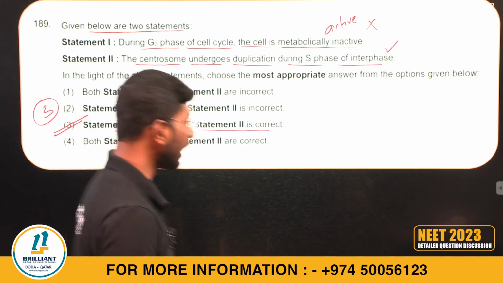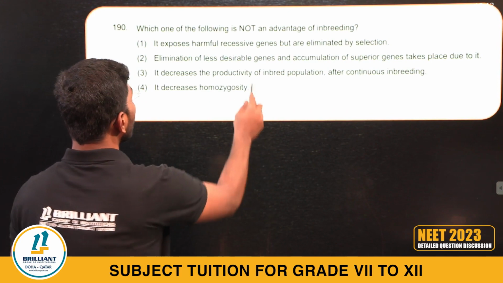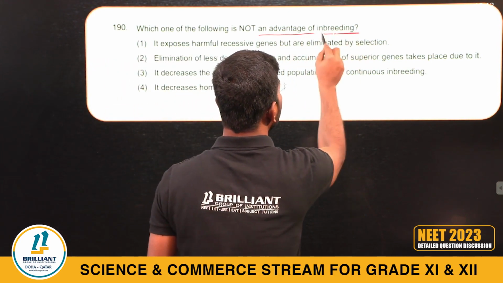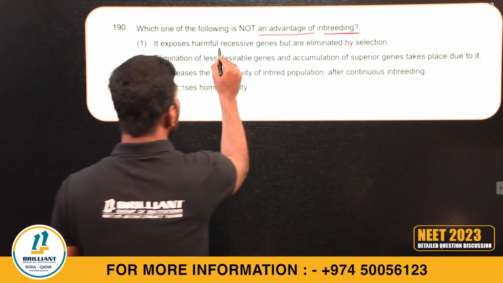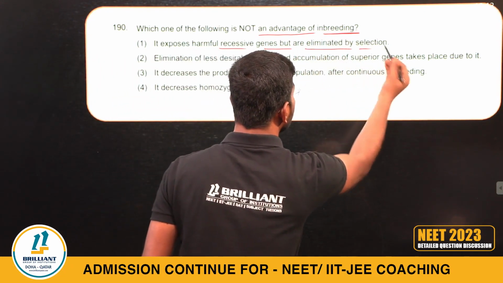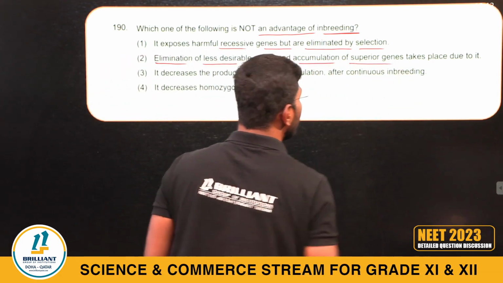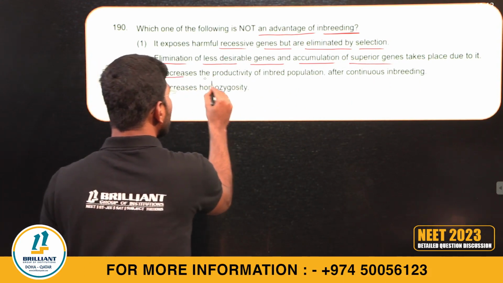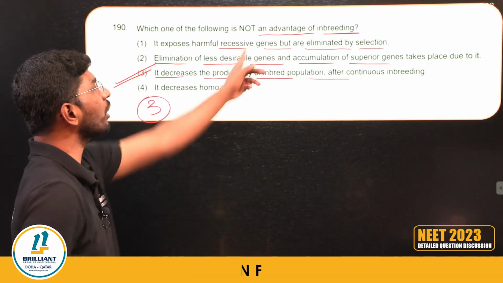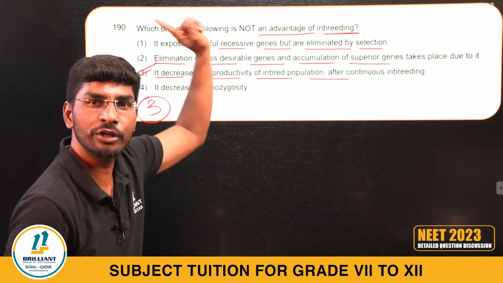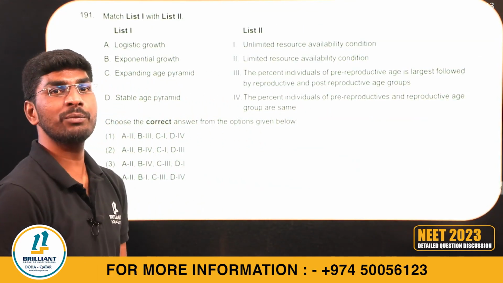Question 190. Which one of the following is not an advantage of inbreeding? It expresses harmful recessive genes but eliminates them by selection. Elimination of less desirable genes and accumulation of superior genes. It decreases the productivity of the inbreeding population. It should increase. So option 3 is not an advantage. Right? This is from the strategies for enhancement in food production chapter.